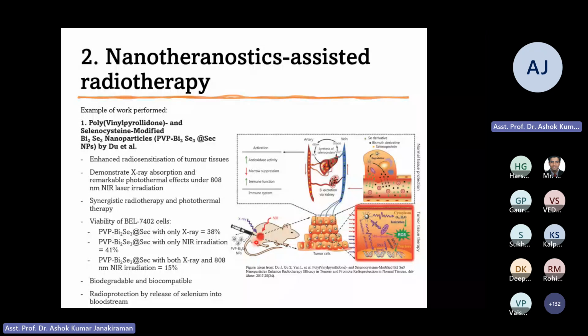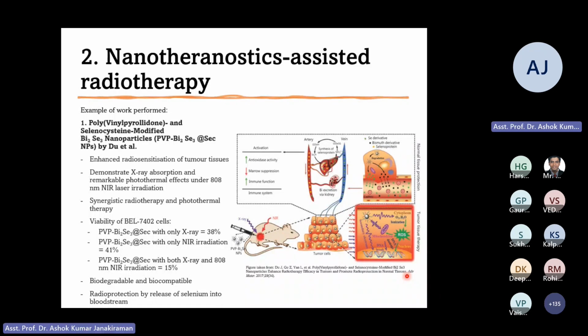You see here, they differentiate with different colors. So we have near infrared irradiation, then X-ray, and also our drug injected. The added advantage of this radiotherapy assisted with selenide is that it won't affect the normal tissues. It promotes radio protection in the normal tissue. Normally, what is the main drawback of radiotherapy?